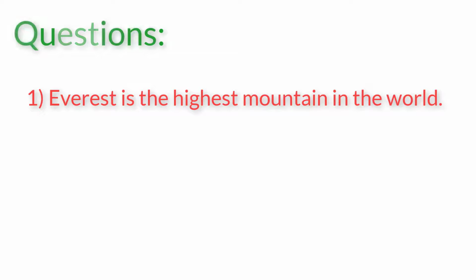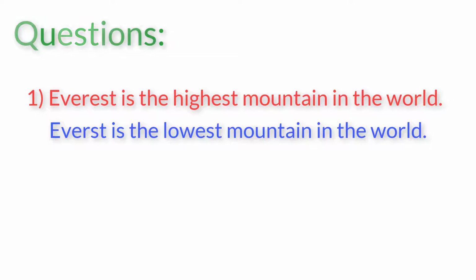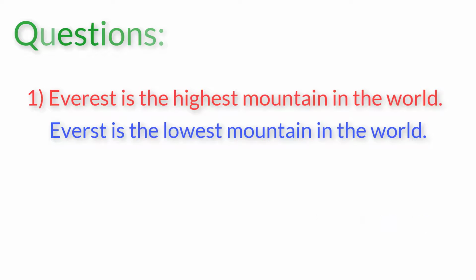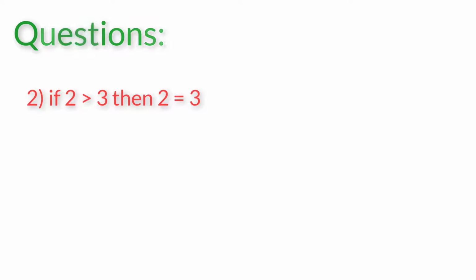Before we move on, let's solve the two questions from last episode. 1. Everest is the highest mountain in the world. The negation of this proposition is Everest is the lowest mountain of the world. Now, answer true or false. Of course, this is false. We have learned that the negation is not the opposite, so the right answer should be Everest is not the highest mountain.